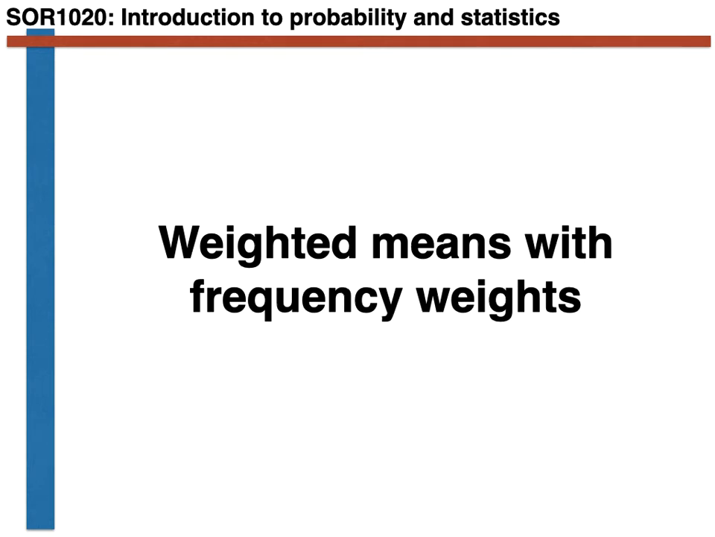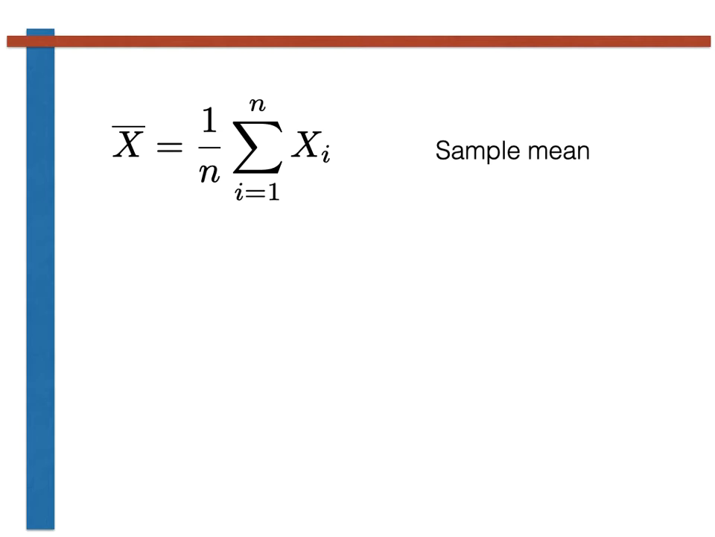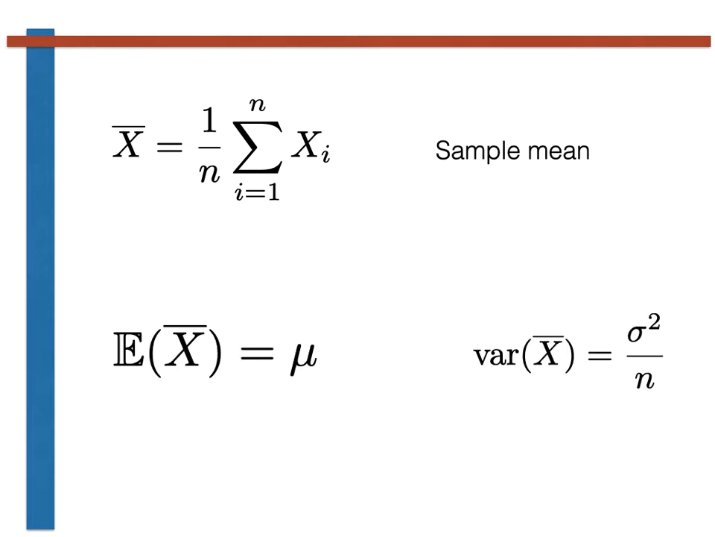Hello. In previous videos, I have discussed the sample mean, which is computed using the expression shown on this slide. I have explained that because this quantity is computed by adding together identical random variables, it is itself a random variable. I have further shown that the expectation of the sample mean is equal to the expectation of the identical random variables from which it was computed.